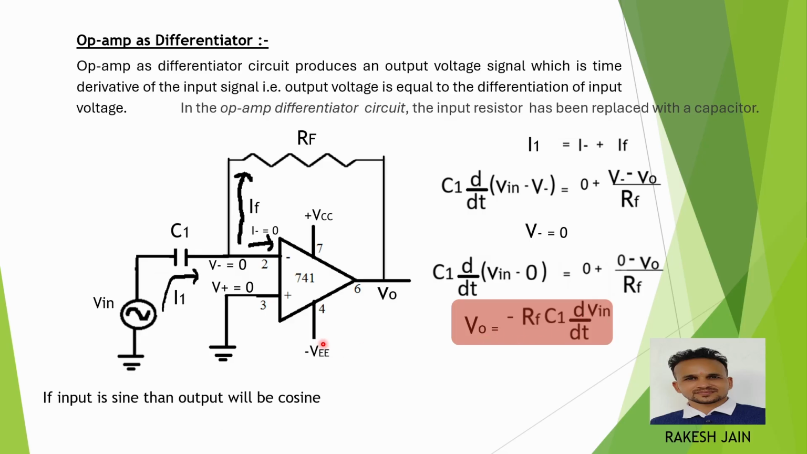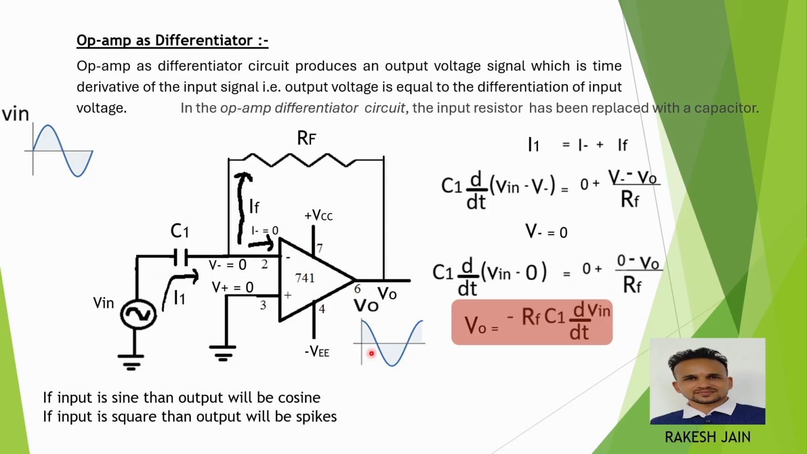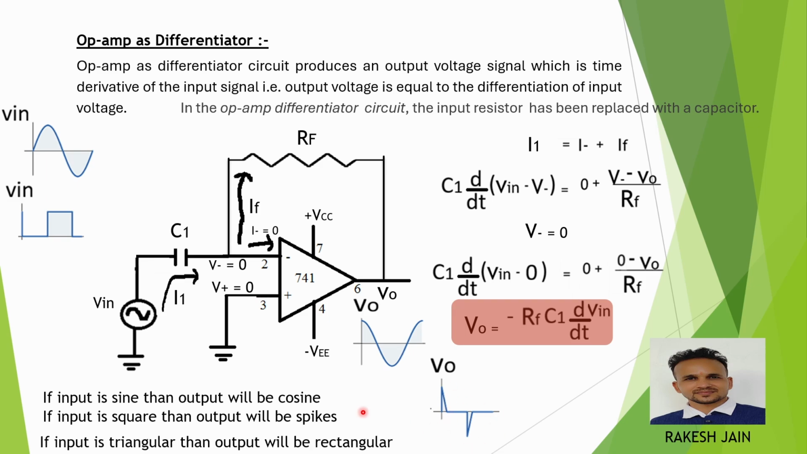Now due to this, see the different waveforms. If the input is sine, then the output will be cosine. When I apply a sine wave at the input side, the output will be a cosine waveform. If the input is square, then the output will be spikes. So when I consider this square wave shape at the input side, I will find that the output contains this spike shape. If I provide a triangular wave at the input, then the output will be rectangular. See this, if I provide a triangular wave shape at the input, I will find the output is a square shape.